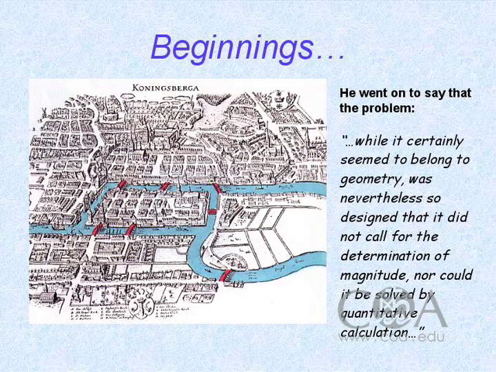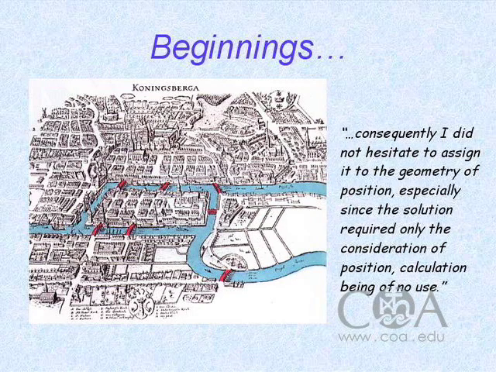He went on to say that the problem, while it certainly seemed to belong to geometry, was nevertheless so designed that it did not call for the determination of magnitude, nor could it be solved by quantitative calculations. So measurement, quantitative analysis didn't make sense here. Consequently, I did not hesitate to assign it to the geometry of position. So he's using all of the right notions about topology, or what was going to become topology 150 years or so later. Especially since the solution required only consideration of position, calculation being of no use.